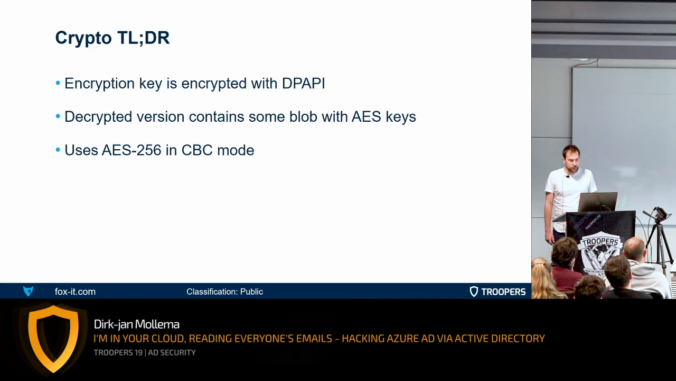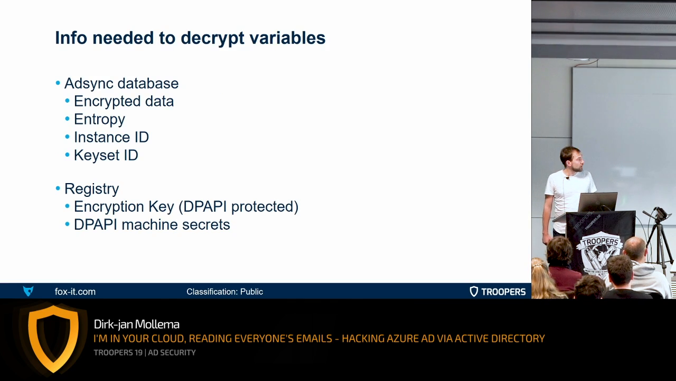So the short version: the encryption key is encrypted with DPAPI. And if you decrypt that, there are some AES keys in the blob, which you can use for the AES 256 encryption in CBC mode. And then you get back your plain text passwords. So to summarize, there are 2 data sources here. One is the database, which contains encrypted data and entropy. And the other is the registry, which contains the encrypted private key.